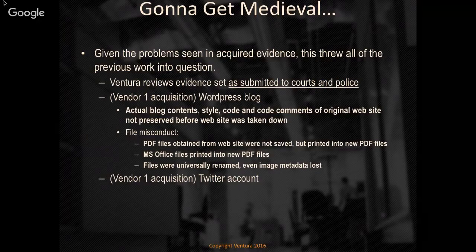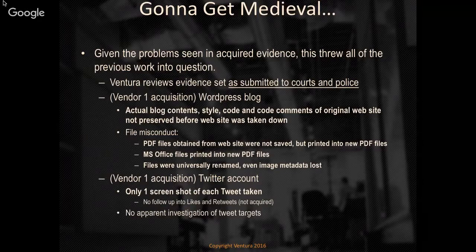Office files, Excel spreadsheets, PowerPoints are also printed into PDF. Same problem, right? All metadata is gone. Even images, even pictures that were leaked were printed into a new file. So it's like these guys were deliberately trying to hide something. If you wanted to physically destroy the evidence, you couldn't do a more thorough job than this. Okay?